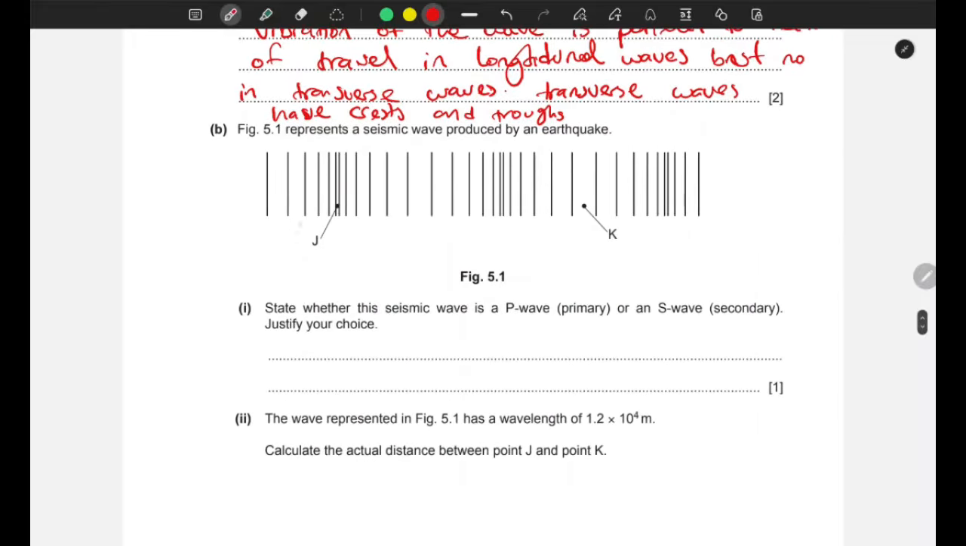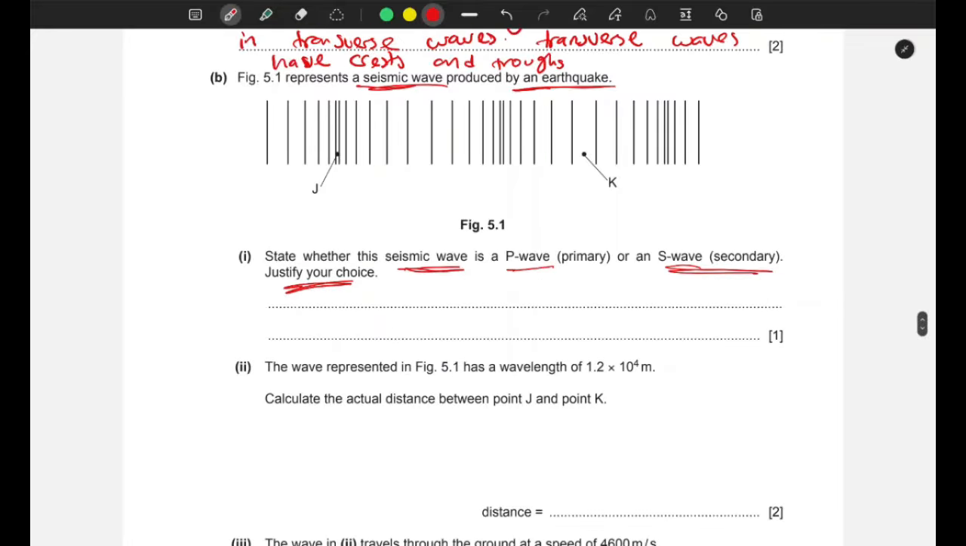Part B. Figure 5.1 represents a seismic wave produced by an earthquake. State whether this seismic wave is a P wave, primary, or an S wave, secondary. Justify your choice. Okay, so one thing we have to understand is that the diagram is a longitudinal wave. So that means it's a seismic P wave because it's longitudinal.